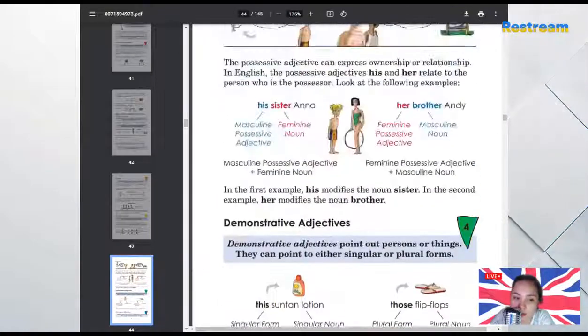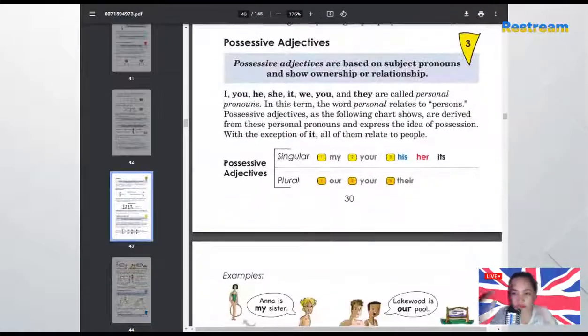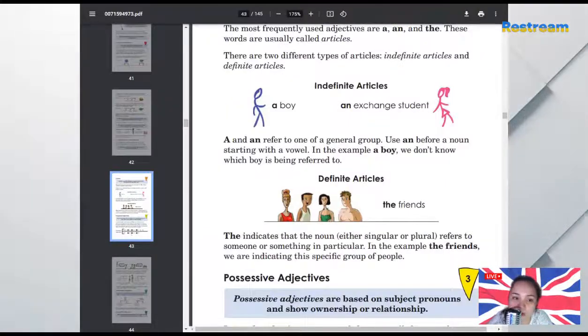Okay, so we are done already with the possessive adjectives. Do we have any questions before we go to the next one? Okay, next page.